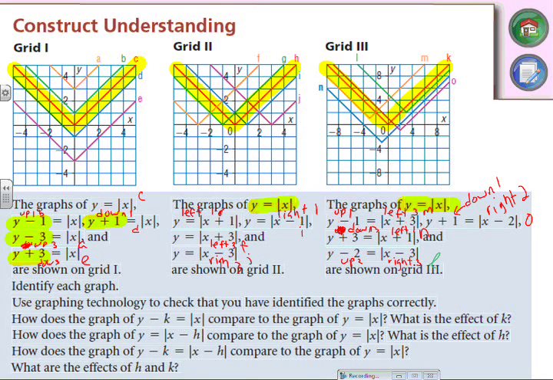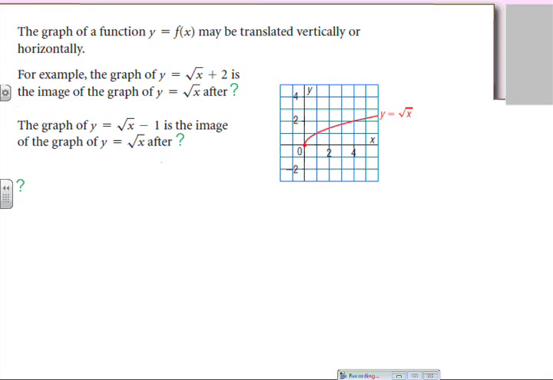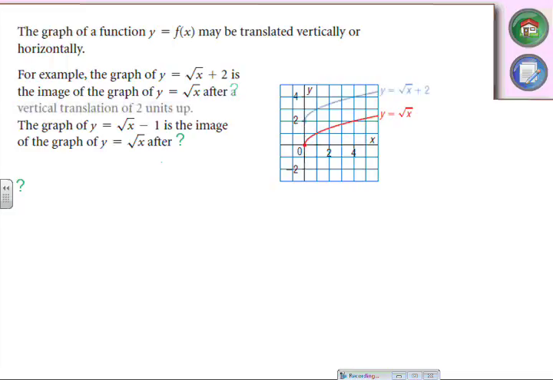Okay, the graph of a function may be translated vertically or horizontally. That's what we were just talking about. For example, the graph of y equals the square root of x plus 2 is the image of square root of x, and that is translated 2 units up. I'm going to write it a different way again, because if this is talking about up, which is vertical, I'm going to move it over with the y. Y minus 2 equals the square root of x.